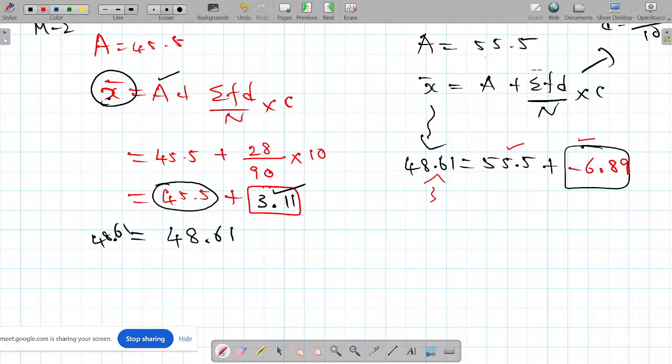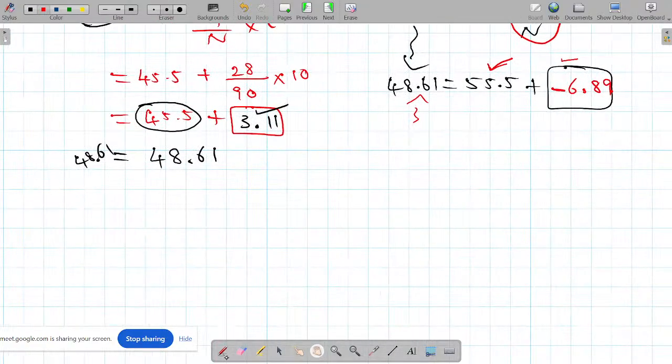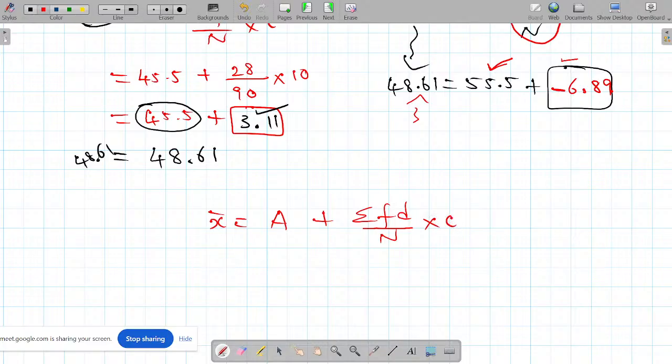So you might have got this value to be a negative value. Am I right? That's why you're getting a negative sign. That's why when you subtract it from 55.5, you're getting a lesser value, 48.61. So tell me, because of what, actually? If I go for the formula, X bar is equal to A plus summation FD by N into C. Kindly join here, everybody, please.